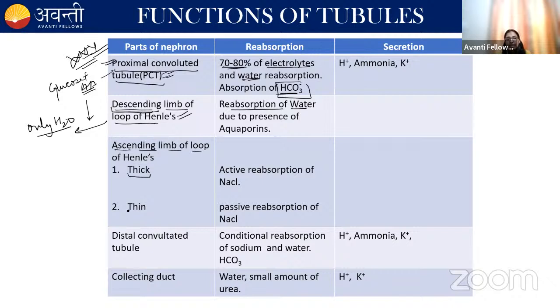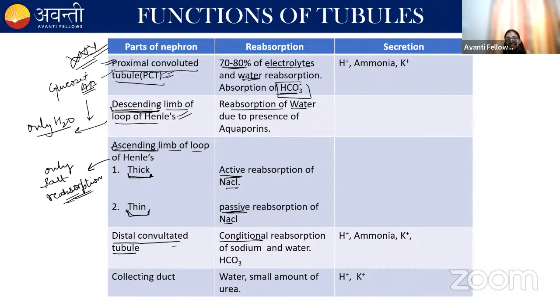It has two parts, thick and thin. In the ascending limb of loop of Henle, only salt reabsorption occurs. No water reabsorption. Water reabsorption occurs only in the descending limb, and in the ascending limb only salt reabsorption. Remember this. In the thick part of the ascending limb, there's active reabsorption of NaCl, and in the thin part the reabsorption is passive. Now comes the distal convoluted tubule.